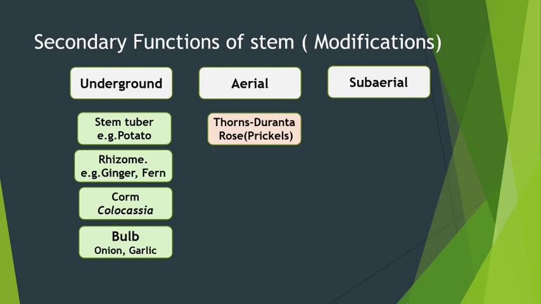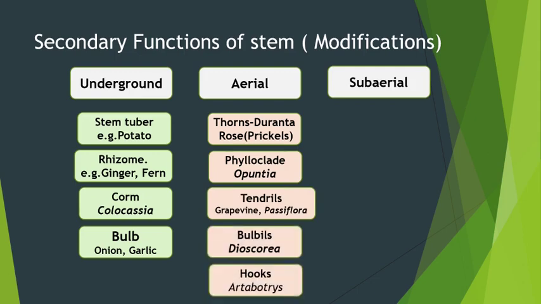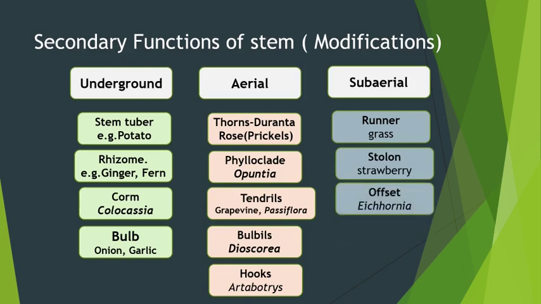In aerial modification we'll study thorns present in Duranta, rose having prickles, phylloclade present in Opuntia, tendrils present in grapevine and Passiflora, bulbils in Dioscorea and hooks in Artabotrys. Of course, these we'll study in the next video. Subaerial modifications are usually for vegetative propagation and include runner in grass or doob, Cynodon dactylon; stolon in wild strawberry, that is Fragaria; offset in aquatic plants like Eichhornia and Pistia; and suckers present in mint and chrysanthemum. About aerial and subaerial we'll study later.